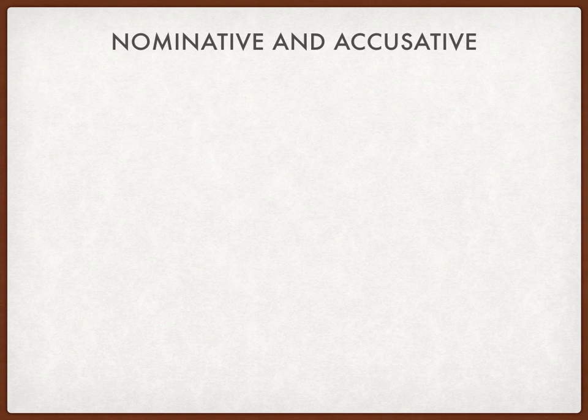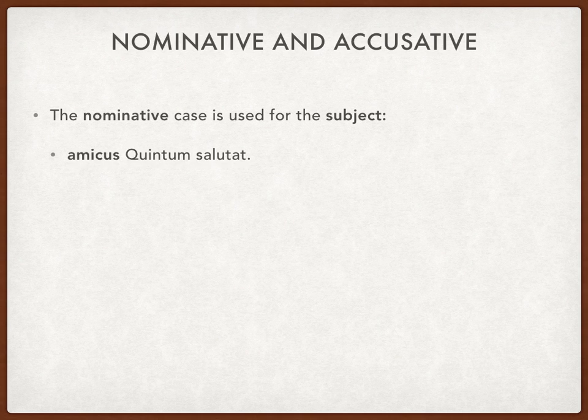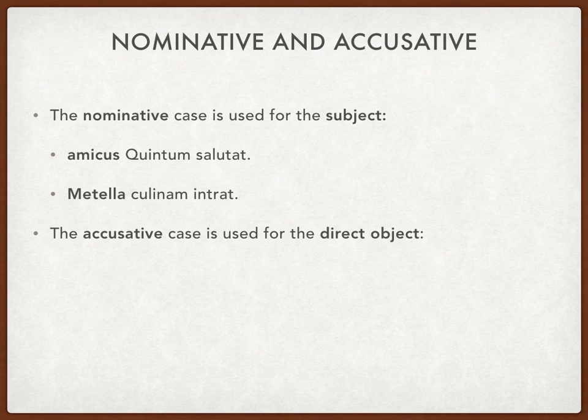So the main message of today's lesson is the nominative and accusative cases. The nominative case is used for the subject of the sentence. So amicus Quintum salutat, the friend greets Caecilius. Metella culinam intrat, Metella enters the kitchen. In both those sentences, amicus and Metella are the nominative because they are doing the action of the verb.